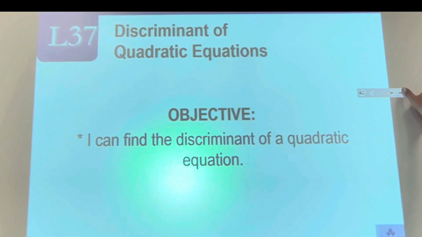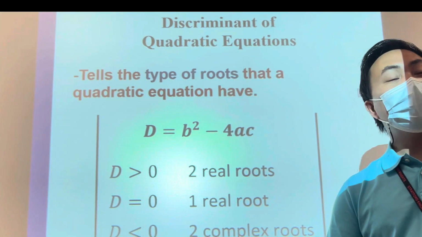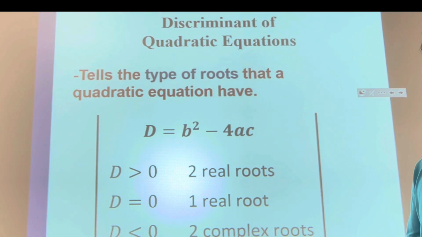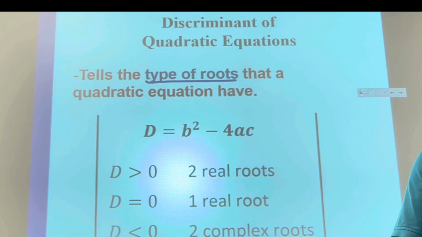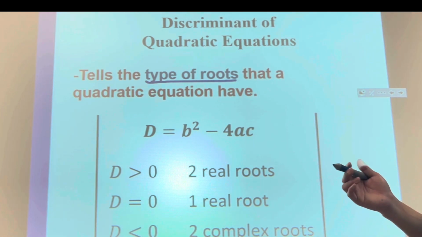Now, the lesson today, the discriminant of a quadratic equation, it just tells you the type of roots. We're not looking for the actual answer to the equation, but we are only predicting what kind of roots it will have. Will you get imaginary or real roots? So that's the purpose of the discriminant. Not the exact roots, but just the type of roots.